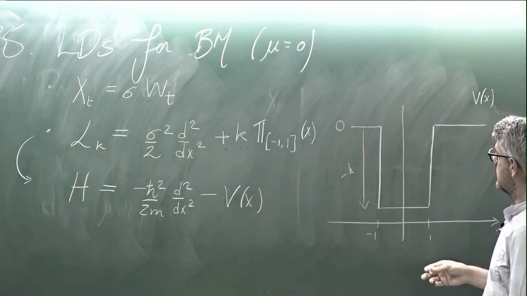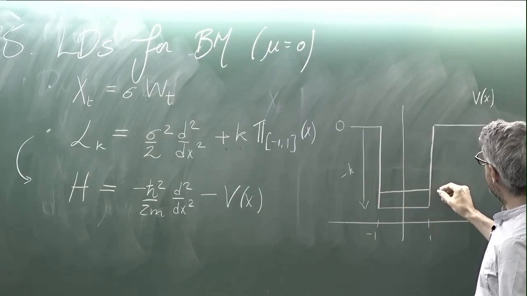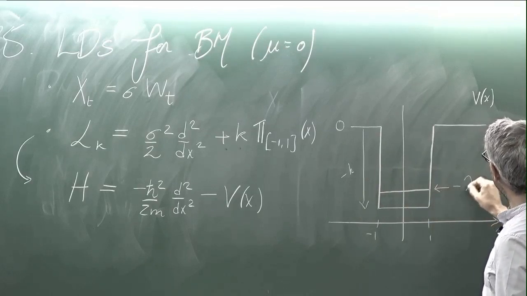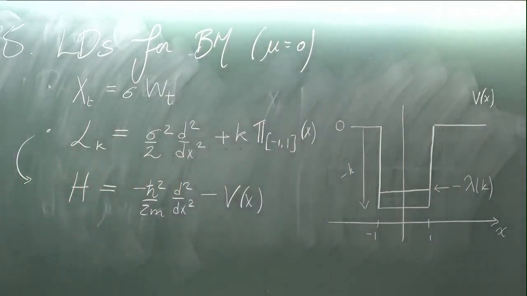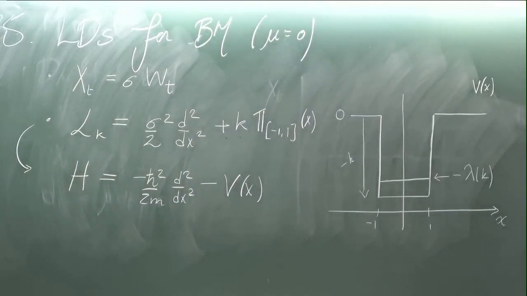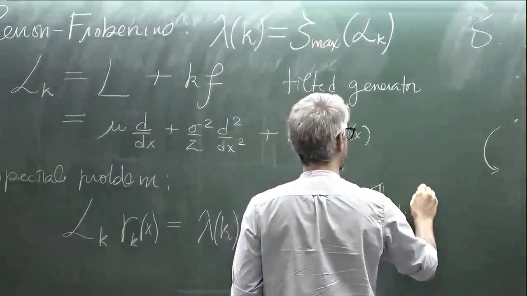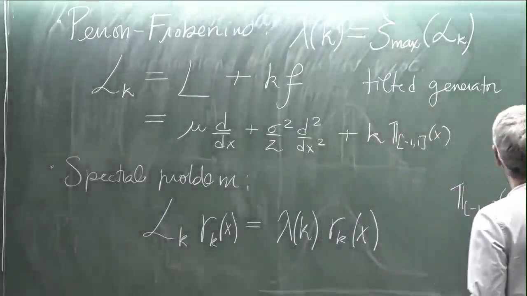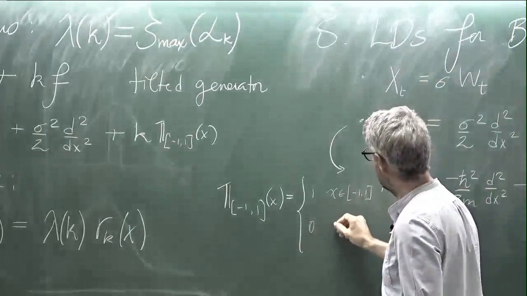Quite nice. But because I've put a minus sign, the lowest energy here will be my minus lambda k. So the ground state of the Schrödinger equation gives my lambda k. My dominant eigenvalue that I'm looking for is minus the ground state energy of the Schrödinger equation. Why does that function create that value? Because the indicator function is equal to 1 if x is in the interval and 0 otherwise.